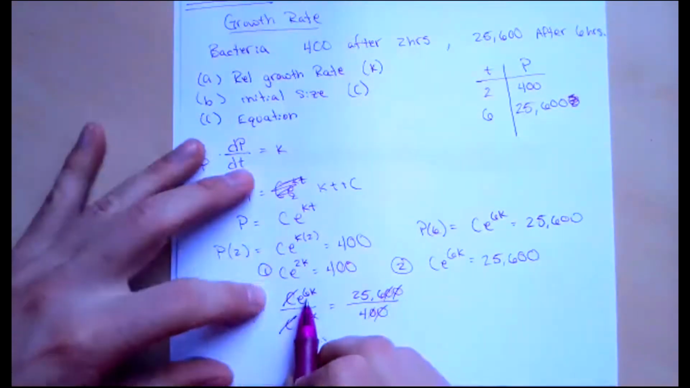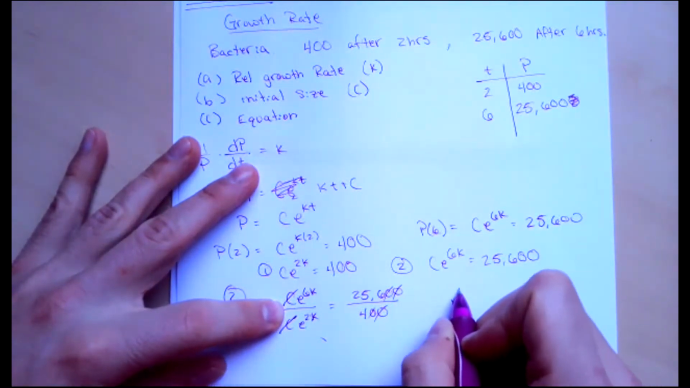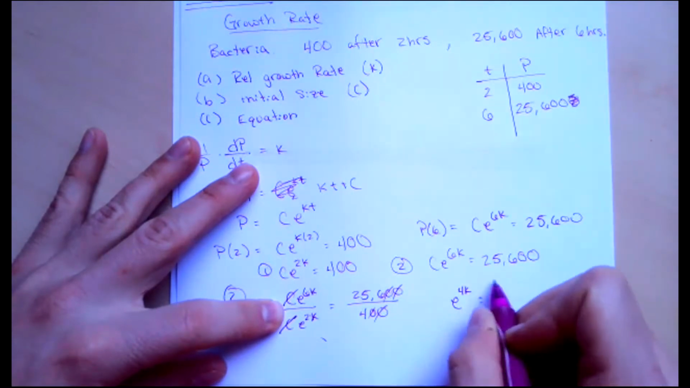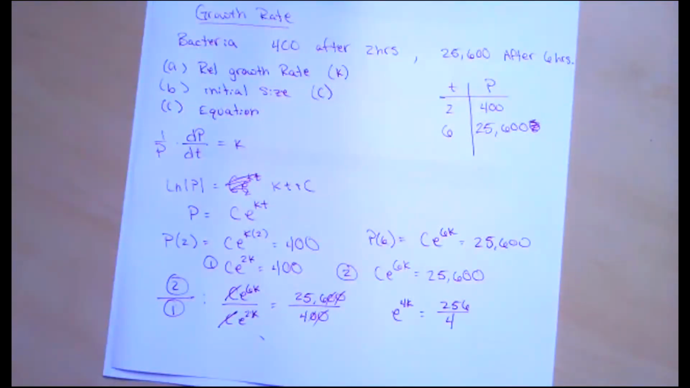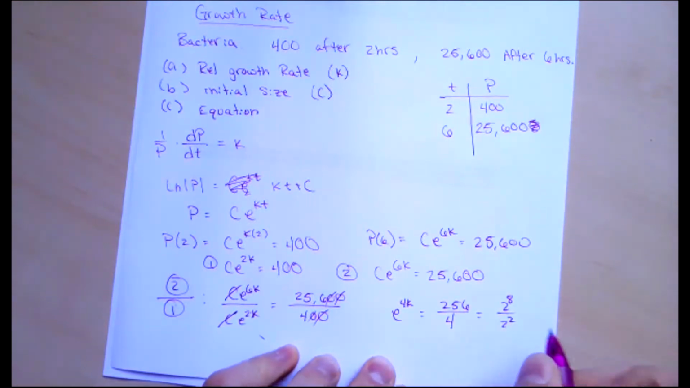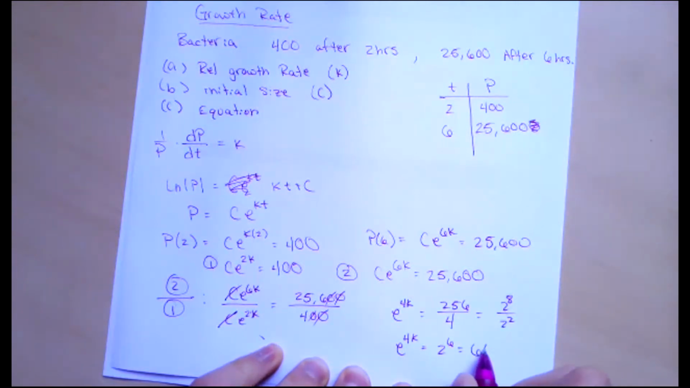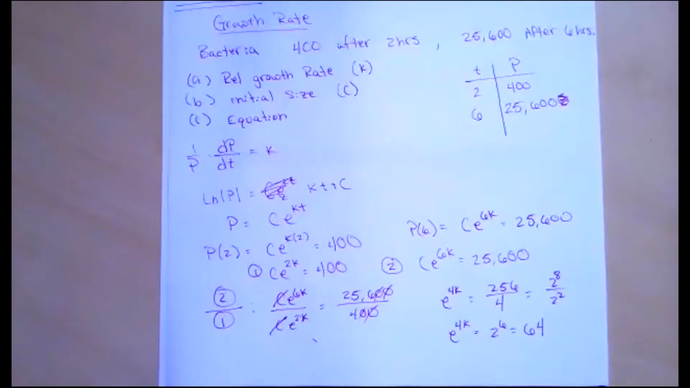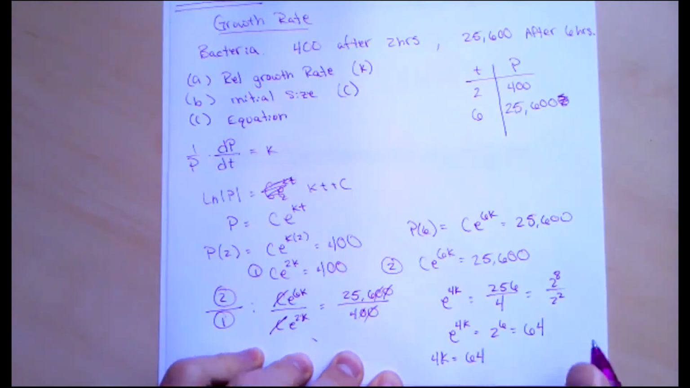So how's this going to reduce? I have e to the 6k divided by e to the 2k, which is e to the 6 minus 2, gives me 4k, equals 256 over 4. And it looks like we can actually do that number. So what is 256? It's 2 to the 8th over 2 squared. And we get e to the 4k is 2 to the 6th, which is 64. And then solve for k. So natural log of both sides. 4k equals natural log of 64.